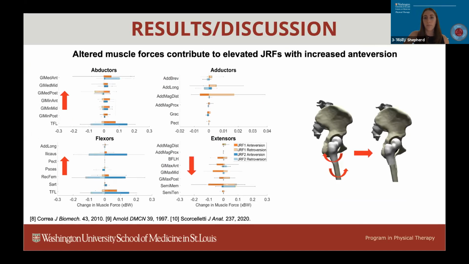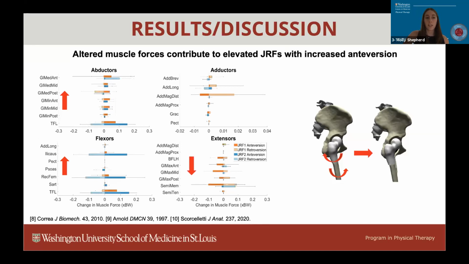This may be due to the fact that increased anteversion causes the femoral head to become externally rotated in the hip joint. The external rotation causes those abductor muscles to move from a more lateral position to a more posterior position, which may be contributing to the decrease in the medial joint reaction force components, as well as the increase in those anterior components. They may also contribute to the fact that the extensors are lowered, as that more posterior position of the abductors may take on some of the role of the extensor muscles.